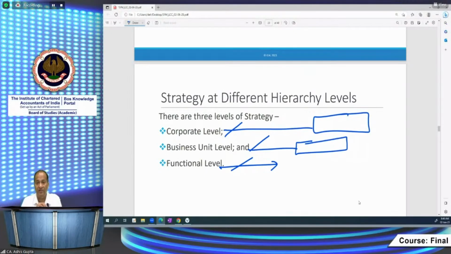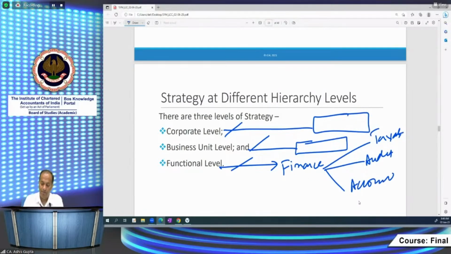Next comes the functional level. In a company, there can be different functions like marketing, finance, HR, production. Normally we are concerned with finance. In finance, there can be different divisions: taxation, audit, accounts, payroll accounting, and budgeting. So in the functional level, there can be different divisions. This is a kind of hierarchy, we can say.